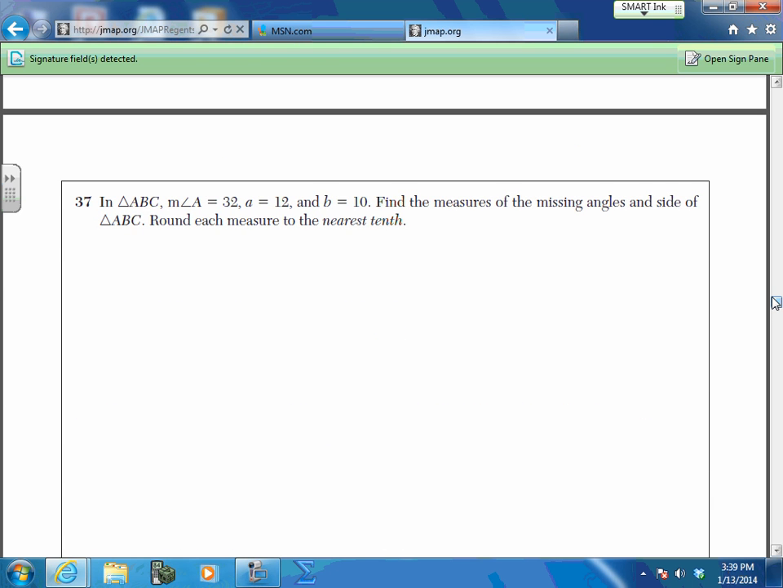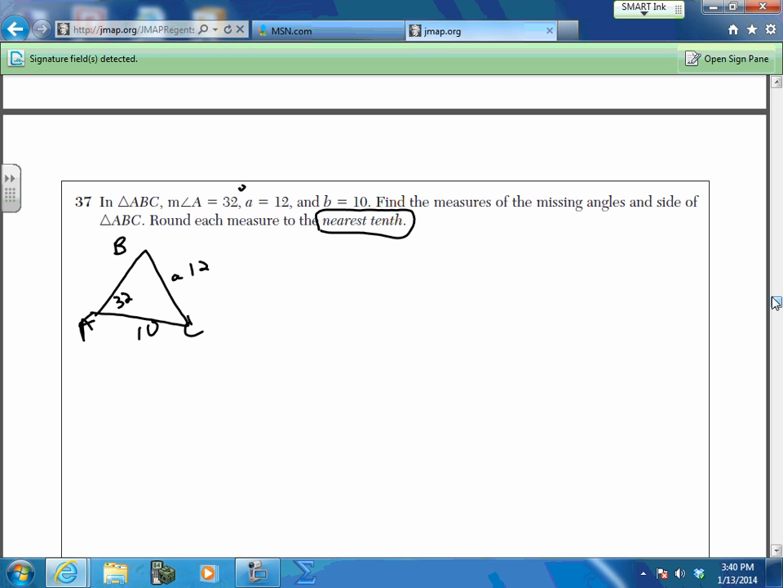Okay, number 37. Number 37 says triangle ABC. It does not say right triangle ABC. So we draw any triangle ABC, and you can label it any way you like. Angle A is 32, and I should have said degrees here. Opposite is the little a, which is 12. Little b is opposite big B, and that's 10. They want you to find the missing angles and the missing sides and round everything to the nearest tenth.